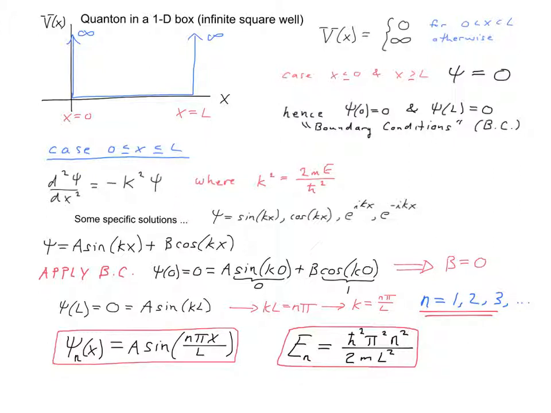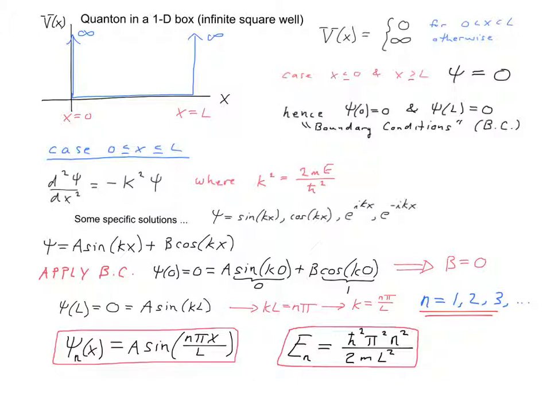Note that this means that there are only certain allowed energies. We can't just have any old energy. We could have energy E1, plugging in 1 squared here, or E sub 2, plugging in 2 squared here, or E sub 3, plugging in 3 squared here, etc. We can't just have any old value of n. We have to have these values 1, 2, 3, 4, etc. This phenomenon is known as quantization of energy. It is not a unique or special feature of the quanton in a one-dimensional box problem, but rather a general feature of bound quantum mechanical problems.